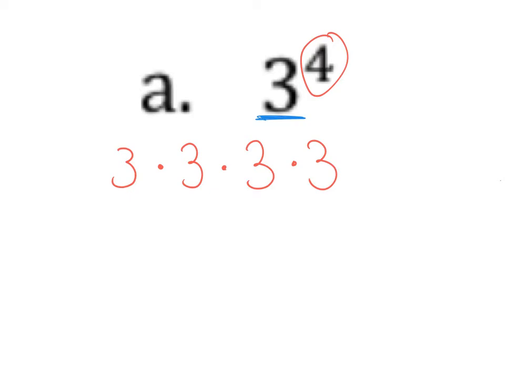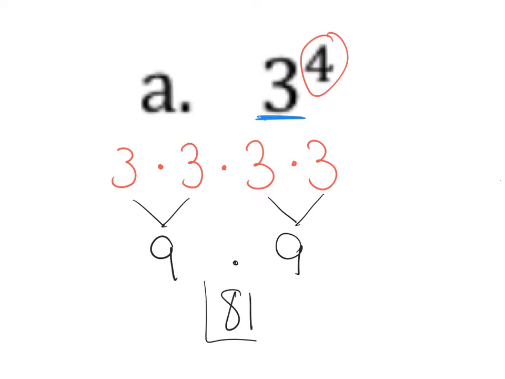So what we can do to solve this is we can solve each of them. 3 times 3 is 9. And this 3 times 3 is also 9. Put your multiplication sign down. And then 9 times 9 is 81. So that would be the answer for A, 3 to the 4th power.